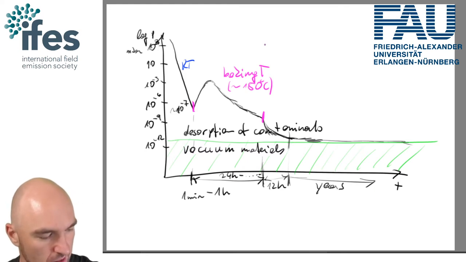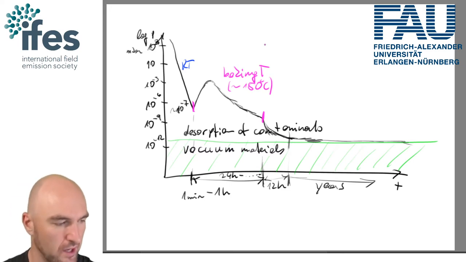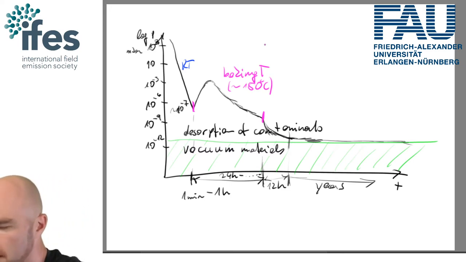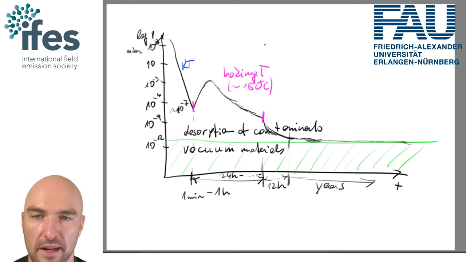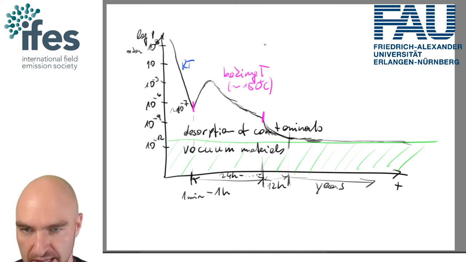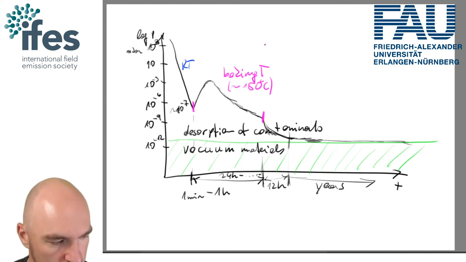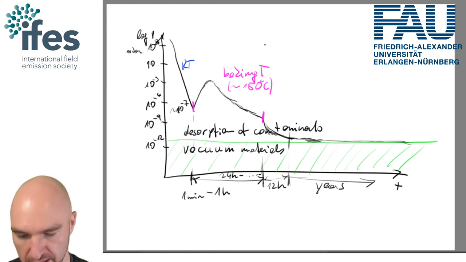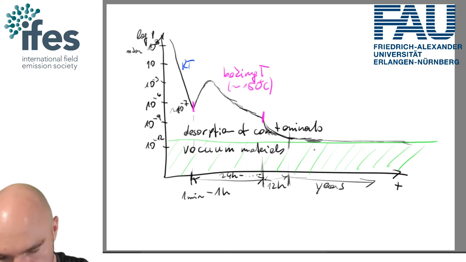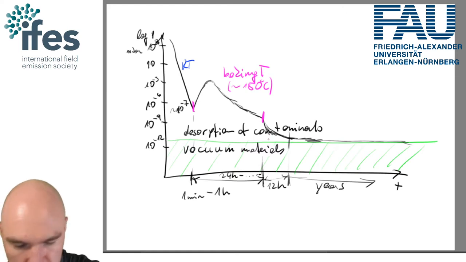The question then is, okay, this was all looking at how I get the gases out, without looking at the materials themselves. I just want to mention that the vacuum materials themselves can also provide some residual contaminants. So the part up here is what we've looked at so far. The question is now, what happens down here at the vacuum materials part?